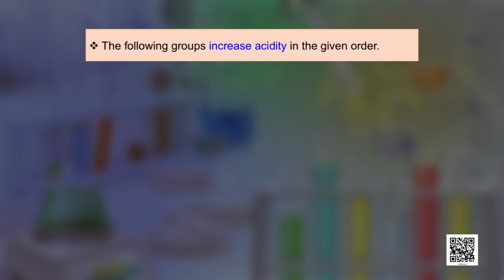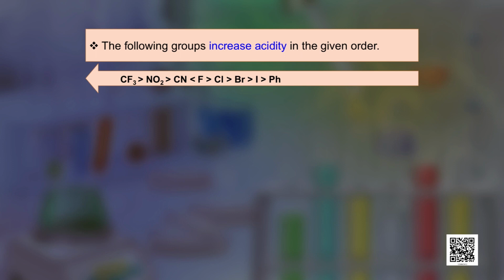The following groups increase the acidity in the given order: trifluoromethyl, if 3 fluorine atoms are present, increases the acidity more than the nitro group, which is greater than the cyano group, which is a little lesser than fluorine, and then fluorine, when present, increases the acidity more than when chlorine is present, or bromine is present, or iodo group is present, or even a phenyl ring is present.